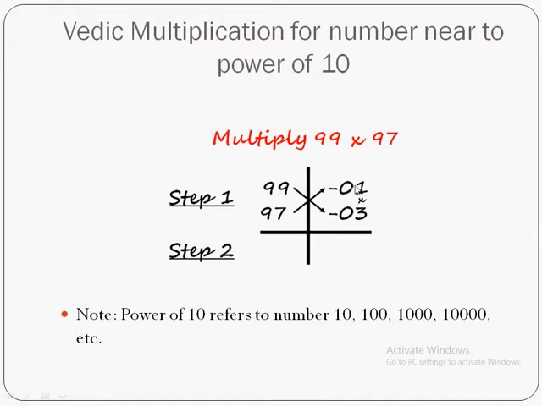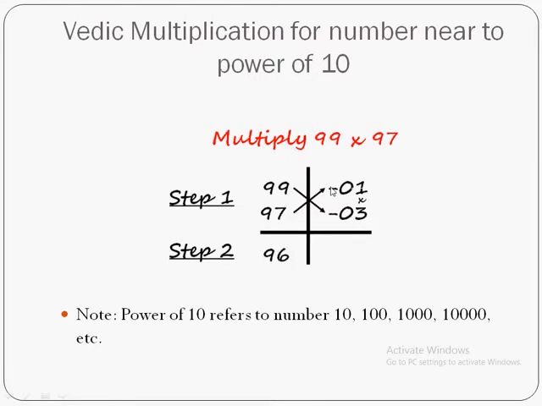Now I have written 0, 1 and 0, 3 in front of them, and why the minus sign? Because these are less than 100. So now I will add them crossly. If I add 99 with minus 0, 3, it will give me 96. Same in this case, 97 minus 0, 1 gives me 96.